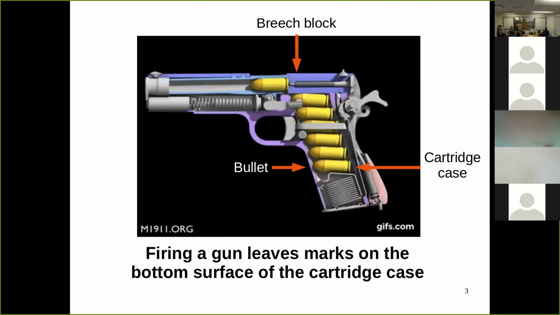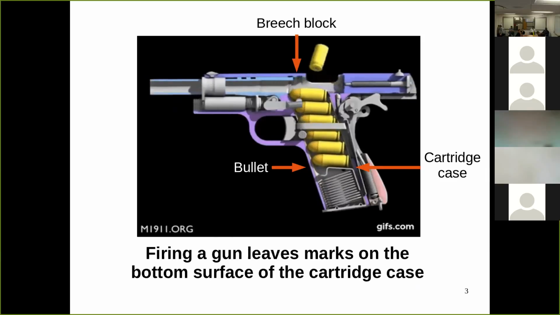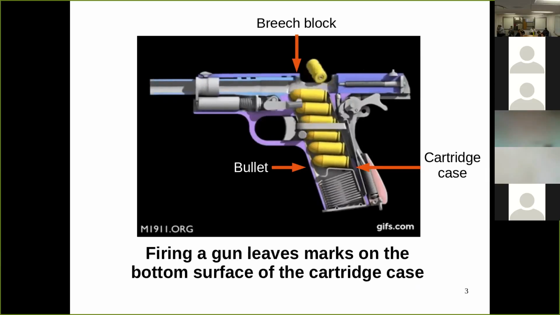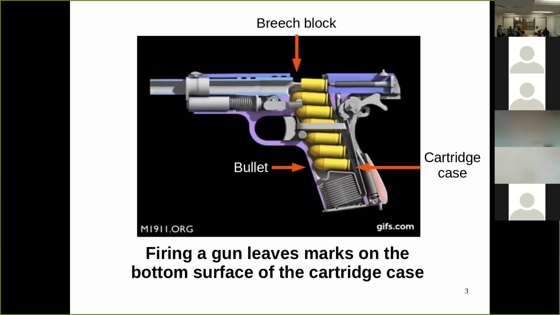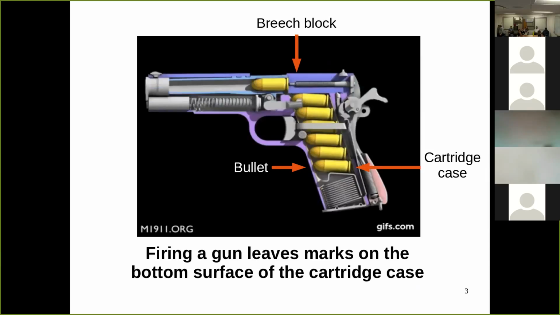So this process leaves at least two types of marks on the bottom surface of the cartridge case. The first is the firing pin impression, which is caused by the firing pin hitting the cartridge. So this would look like a big depression. And then we have the breech face marks. These are caused by the breech block pressing against the cartridge. So the breech block is made of a harder material compared to the bottom surface, the primer surface of the cartridge. And so imperfections on the breech block are impressed onto the cartridge case.